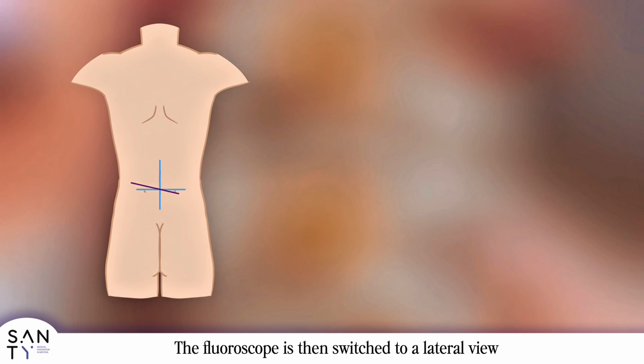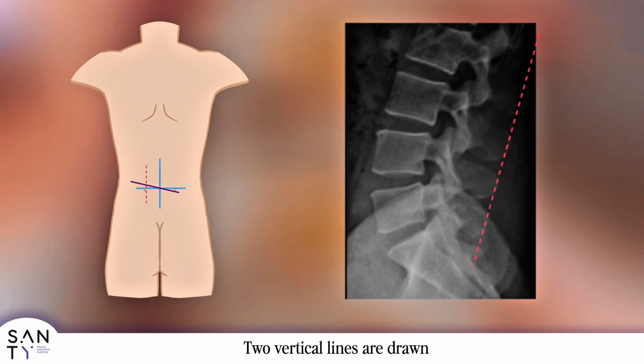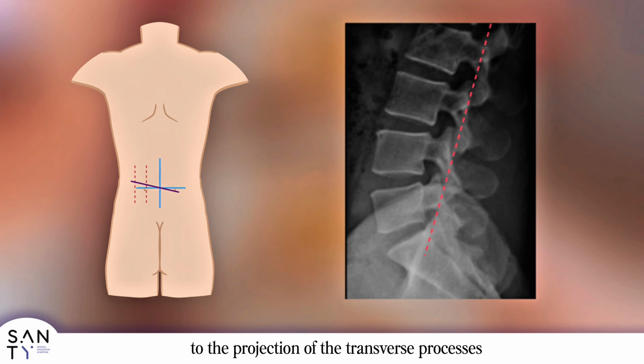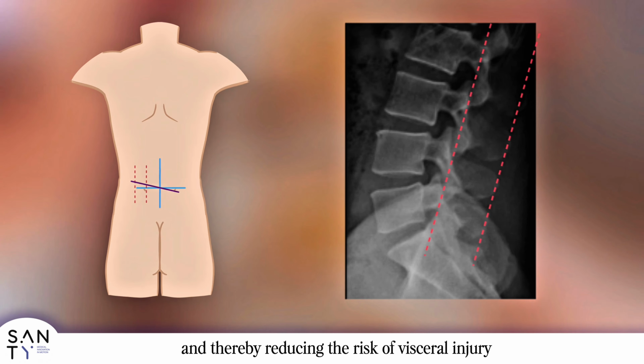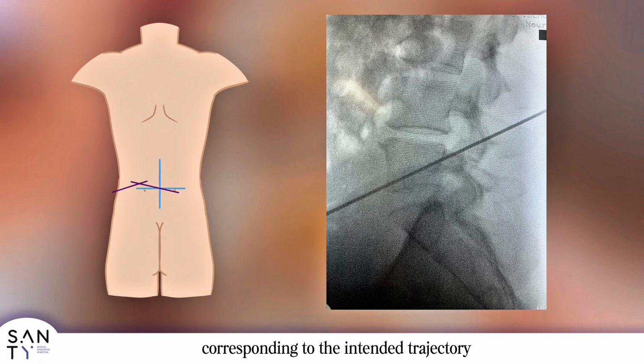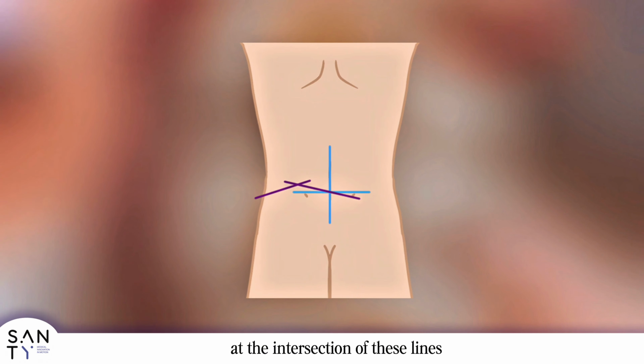The fluoroscope is then switched to a lateral view. Two vertical lines are drawn. The first corresponds to the projection of the tip of the spinous processes, and the second to the projection of the transverse processes. The space between these two lines defines the theoretical safe working zone, helping to avoid being too anterior and thereby reducing the risk of visceral injury. Finally, a last line is drawn on the lateral view, corresponding to the intended trajectory of the endoscope toward the SAP. The incision is marked at the intersection of these lines.